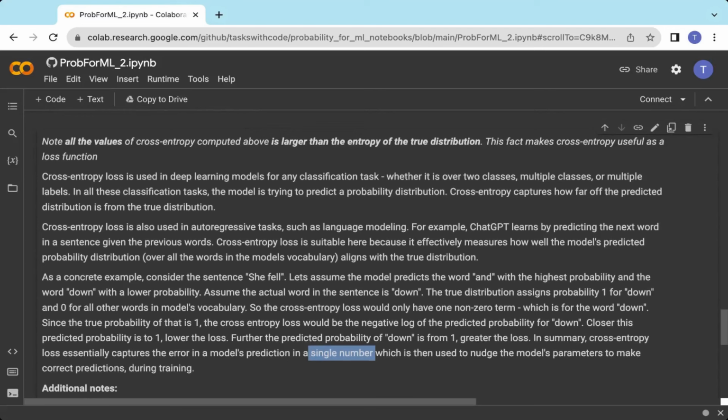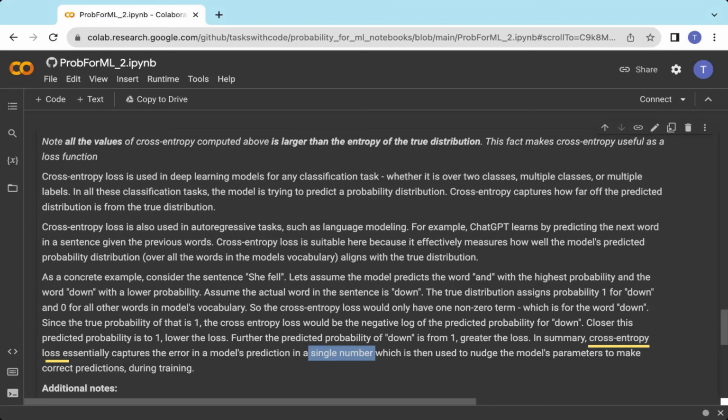As a concrete example, consider the sentence, "She fell." Let's assume the model predicts the word "and" with the highest probability and the word "down" with a lower probability. Assume the actual word in the sentence is "down." The true distribution assigns probability 1 for the word "down" and 0 for all other words in the model's vocabulary. So the cross-entropy loss would only have one non-zero term, which is for the word "down." Since the true probability of that is 1, the cross-entropy loss would be the negative log of the predicted probability for the word "down." The closer this predicted probability is to 1, the lower the loss. The further the predicted probability of the word "down" is from 1, the greater the loss.